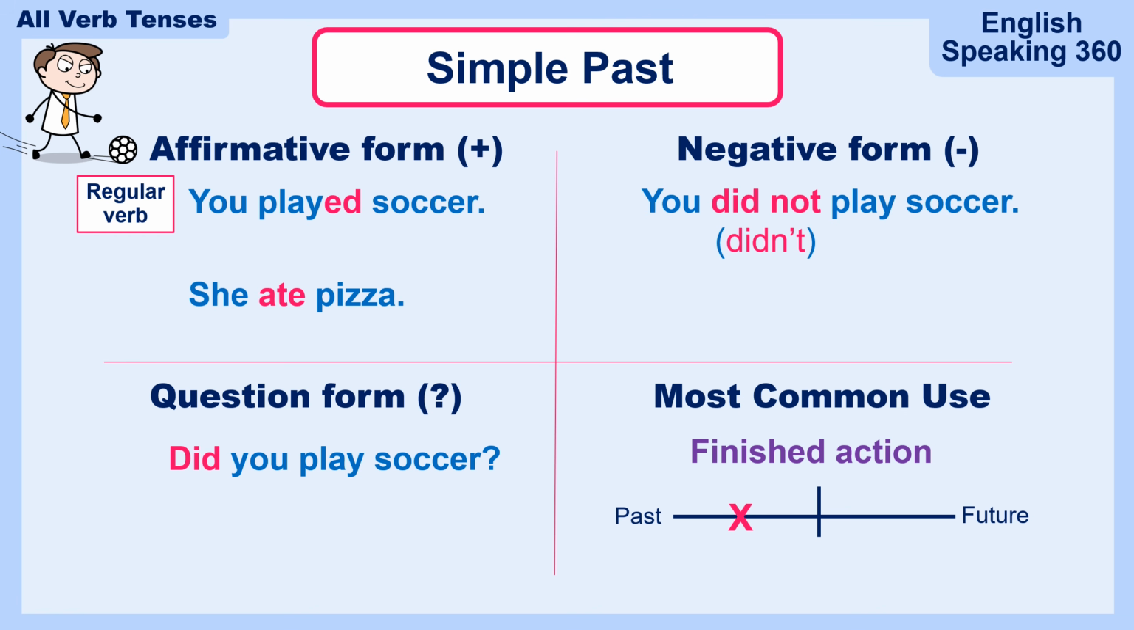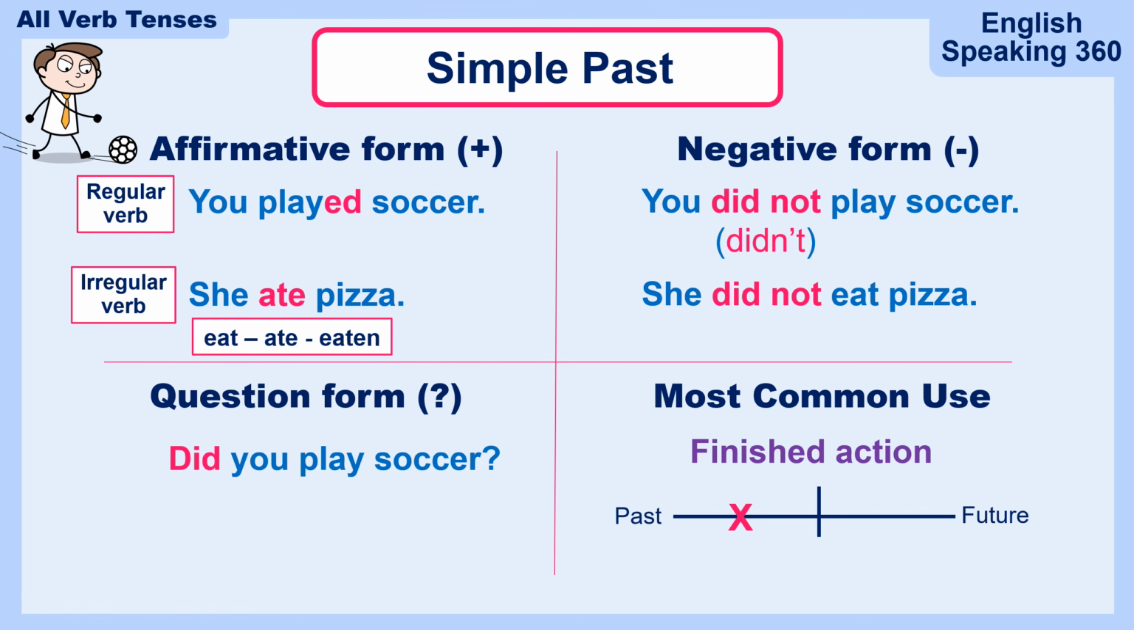Let me give you one more example. She ate pizza. Watch out here because it's an irregular verb. Eat, ate, eaten. The second one is the past tense. She ate pizza. What about the negative form? She did not eat pizza. Once again, you see here, eat is the base verb. The past is here, so the past has shifted. Instead of having ate, you have did not eat, and that is very confusing for many students. If you want to use the contraction, you can say, she didn't eat pizza.